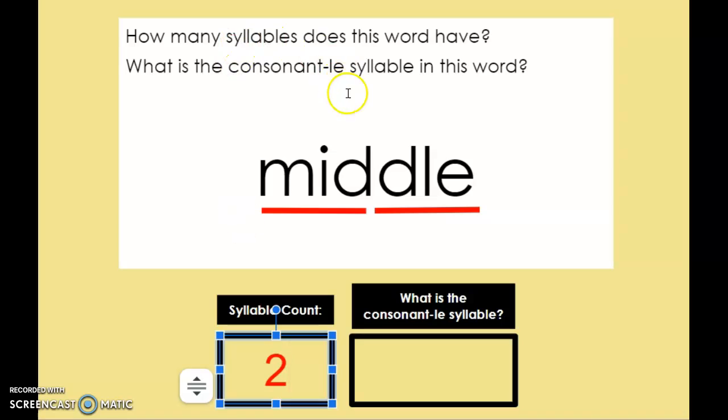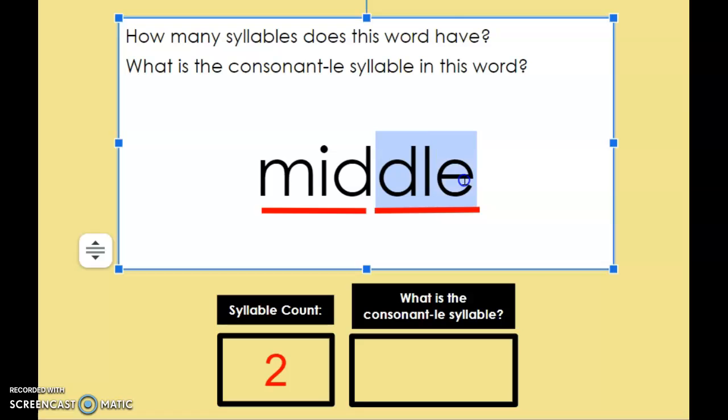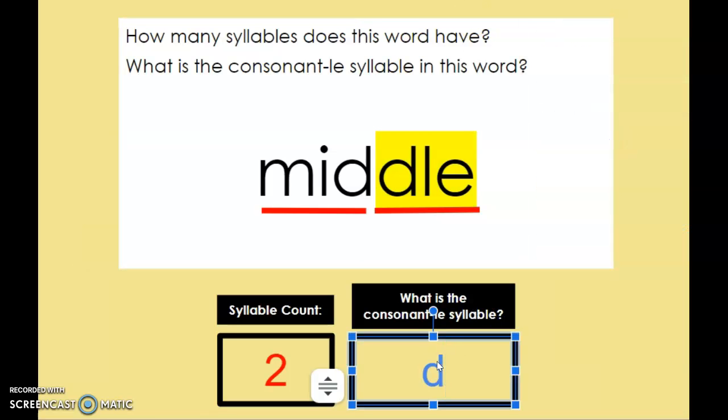Middle. What is the consonant LE? A lot of times it comes towards the end of the word. I see a D-L-E. A D is our consonant. L-E is how the word ends.